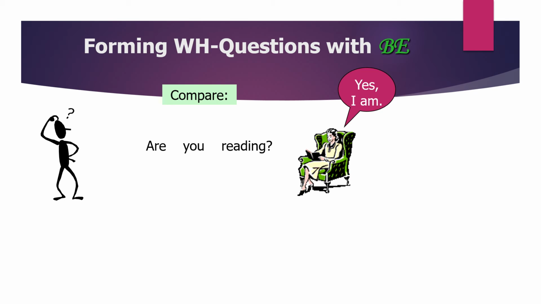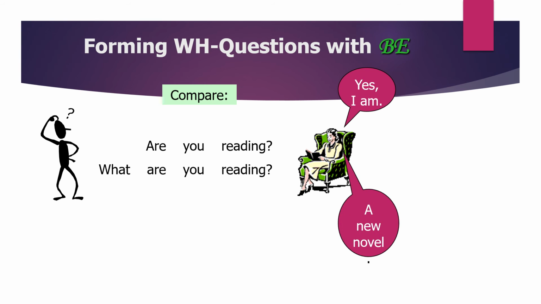And then we want to ask another question. And this is going to be an information question or an open-ended question that includes a WH word. And this WH word is going to come at the beginning of the sentence. What are you reading? A new novel. So as you can see, the difference between these two kinds of question is just one word. From there, it's pretty much the same. First, we start with the WH word, then the verb, and then the subject. And what is left is just the complement of the sentence.